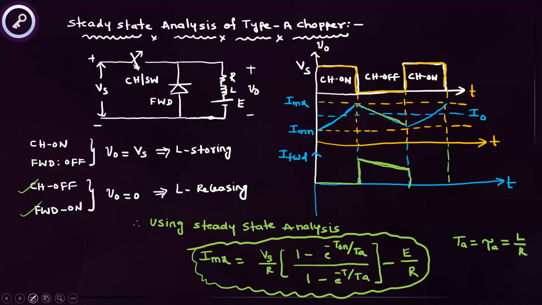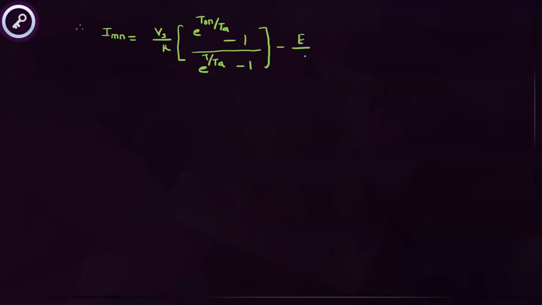Then what is the expression for I minimum? The expression for I minimum is equal to Vs by R into (e power T on by Ta minus 1) by (e power T by Ta minus 1), minus E by R. This is the I minimum expression. You have to remember this.